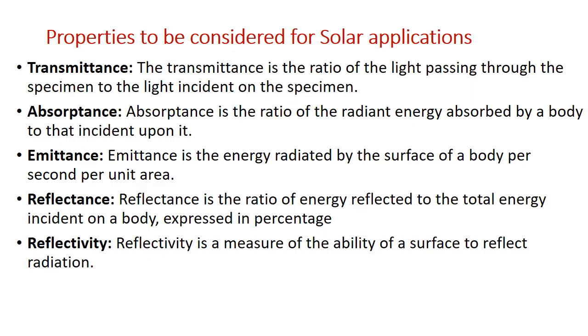Now the various properties that have to be considered for the materials used for solar applications are transmittance, absorptance, emittance, and reflectance. Transmittance gives you an idea about the amount of light energy that is being transmitted by the material. Similarly, absorptance gives you an idea about the amount of energy that is being absorbed by the material. Emittance again gives you an idea about the amount of energy that is being radiated by the surface. Similarly, reflectance is the amount of energy that is being reflected by the surface.